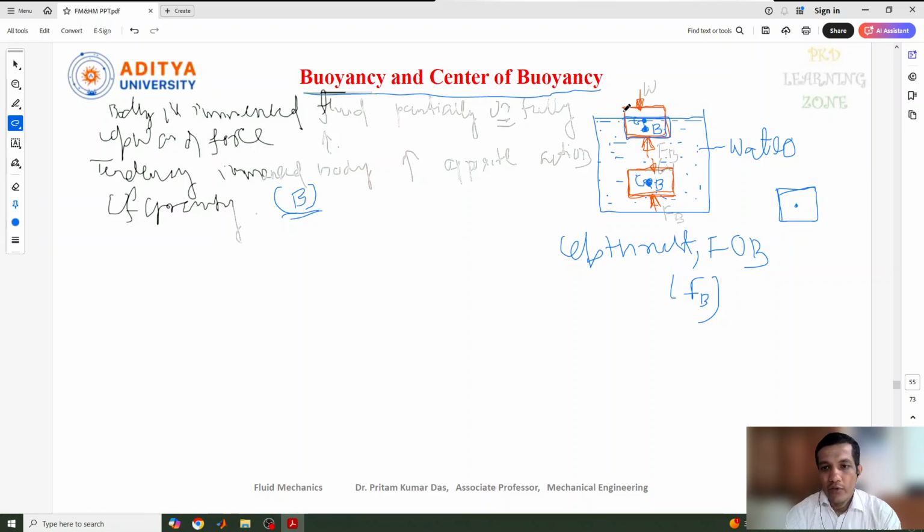Okay. And for the partially immersed body which is floating on this, it will be different. The G point and B point will be different. Okay. So this is the concept of buoyancy and center of buoyancy.